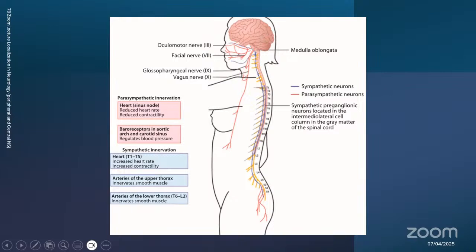It has descending tracts like the corticospinal tract, tectospinal, rubrospinal, reticulospinal, and vestibulospinal. All these tracts are motor tracts which convey the action potentials to the ventral horn, and thereupon it goes to the nerve and muscle.